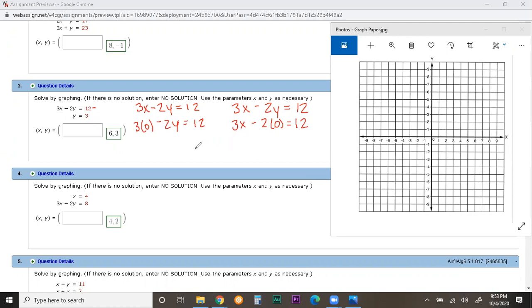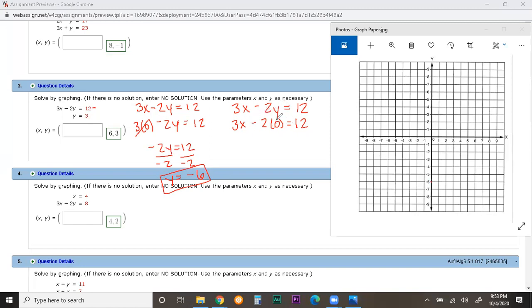an x-intercept. So I plugged in the 0 here for x, so that means that this is going to go away. So we have negative 2y equals 12. So we divide both sides by negative 2. So y equals negative 6. Okay? So my first point, I could put a point at negative 6 on the y-axis.